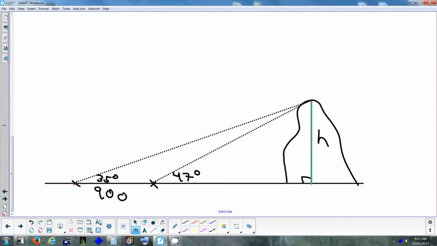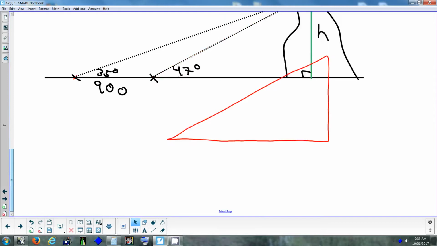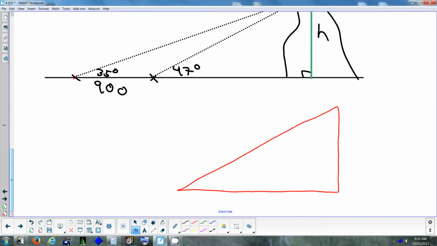All right, now this is a problem where you cannot directly find the height. You're going to have to find something else first. Eventually, what I want to do is work with this triangle right there. That's what I would like to be able to do. How come I can't solve that triangle for the height?